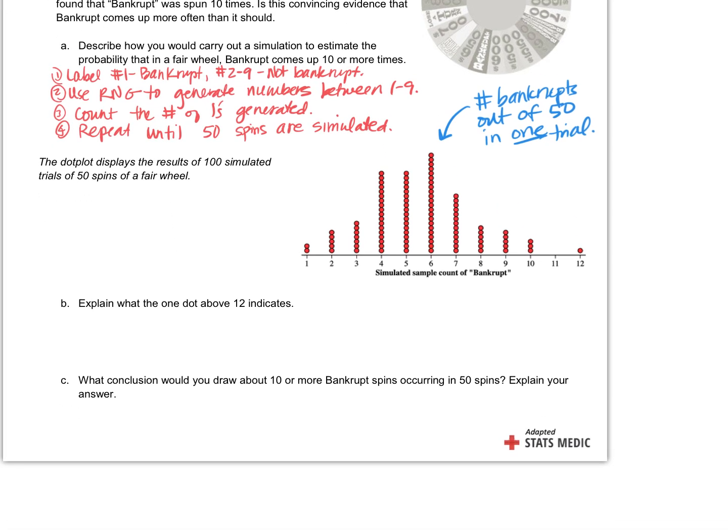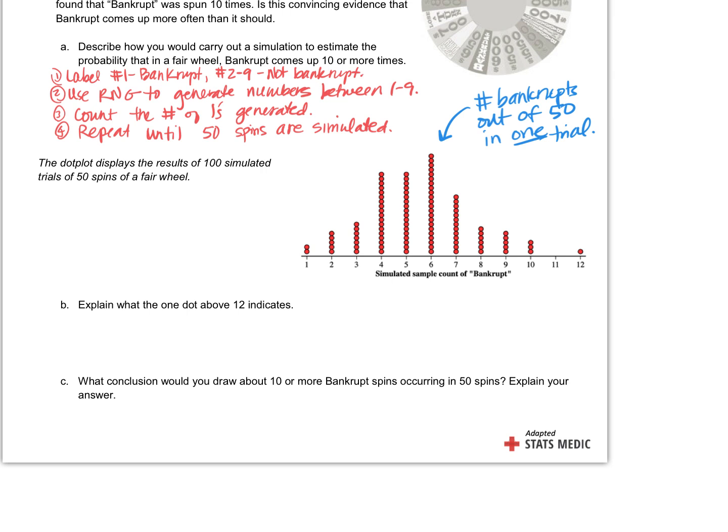So I kind of just did letter B. What does one dot above the 12 indicate? It indicates that in one trial of 50 spins, 12 bankrupts were landed on.